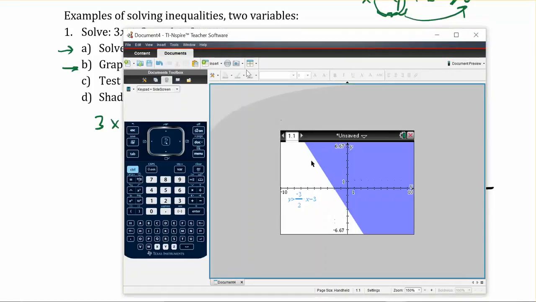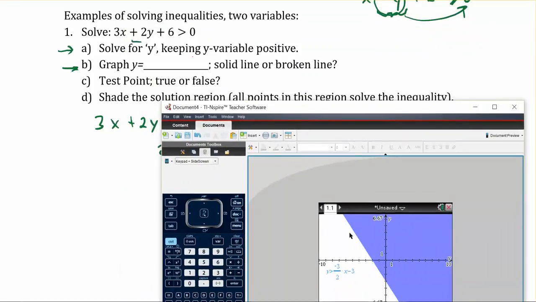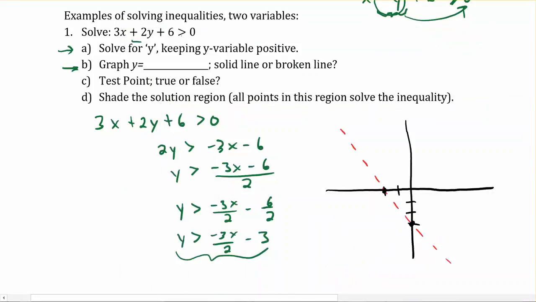And it's a dotted line because our original equation says y is greater than. It doesn't say that it's equal to. So it would be a solid line if this said y is greater than or equal to, but it's just greater than. So it's never actually touching that line. You could say it's always just greater than that line.